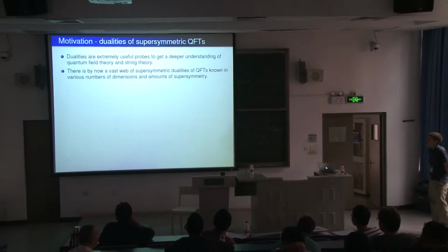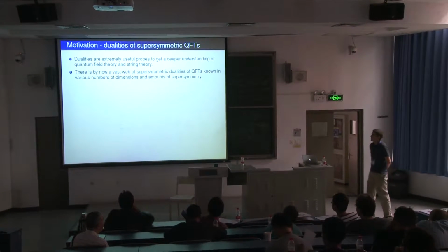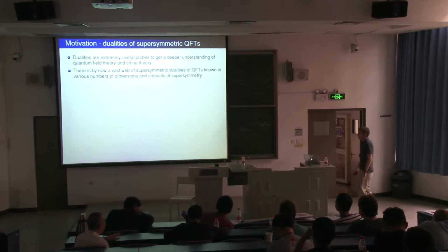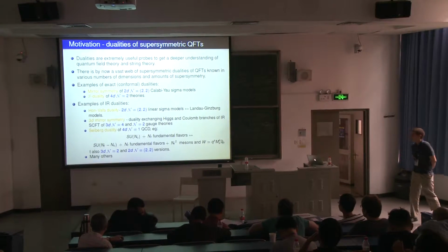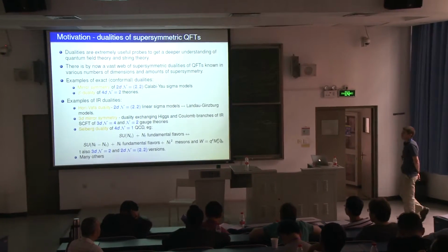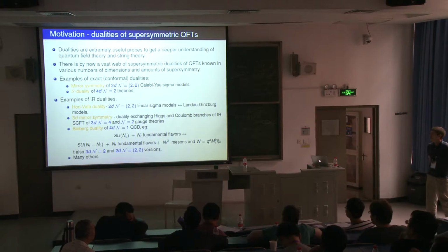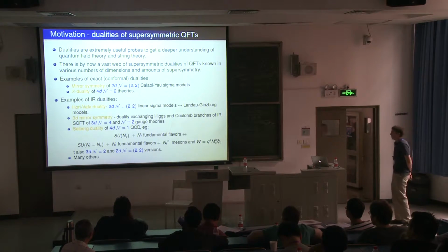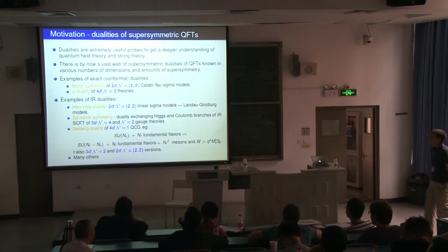In particular, for dualities between supersymmetric quantum field theories, there's by now a vast web of such dualities in various numbers of dimensions and with various amounts of supersymmetry. Let me just review a few of them. First of all, there are exact dualities, which are typically between superconformal theories. Some examples would be mirror symmetry of 2D Calabi-Yau sigma models, and S-duality of 4D N=2 theories, including 4D N=4 super Yang-Mills theory.